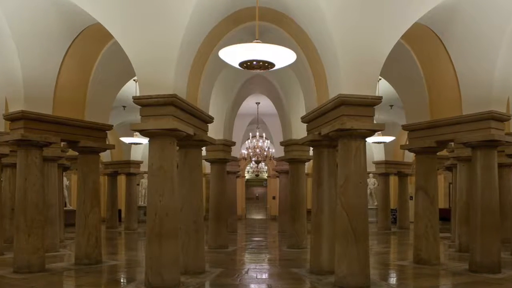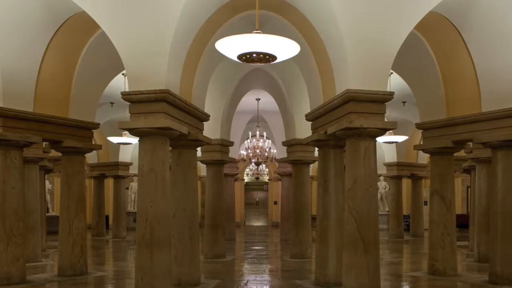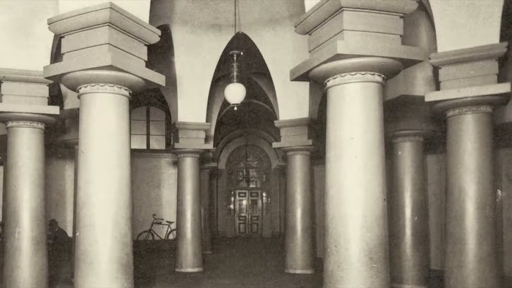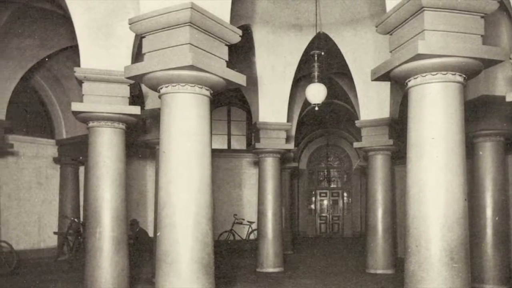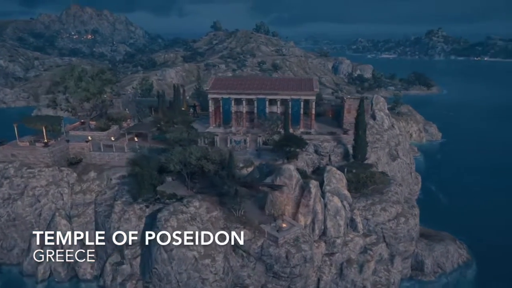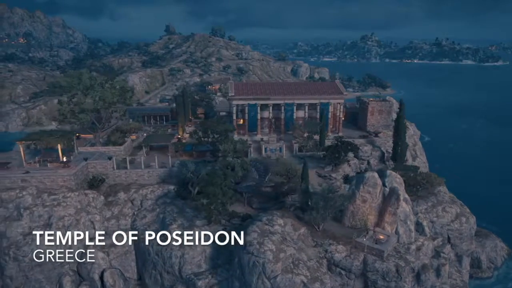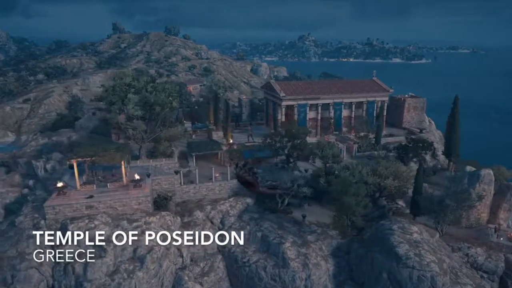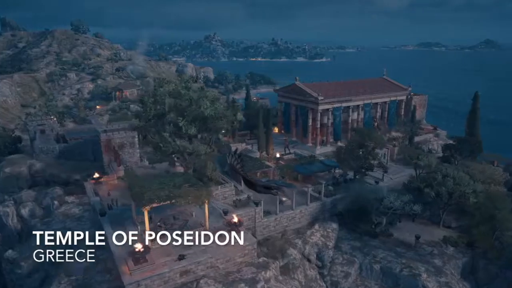A modern example of Doric columns can be seen in the rotunda inside of the Capitol building in Washington, D.C. According to the architect of the Capitol, the rotunda contains 40 Doric columns modeled after the Temple of Poseidon in ancient Greece. Overall, Doric columns are the most traditional column, but they are less detailed than another order of architecture, Ionic.